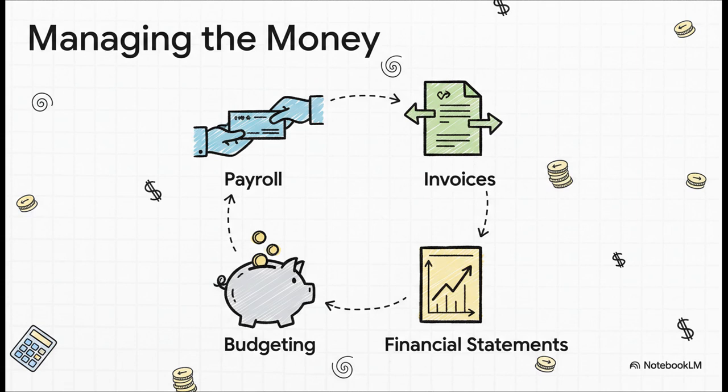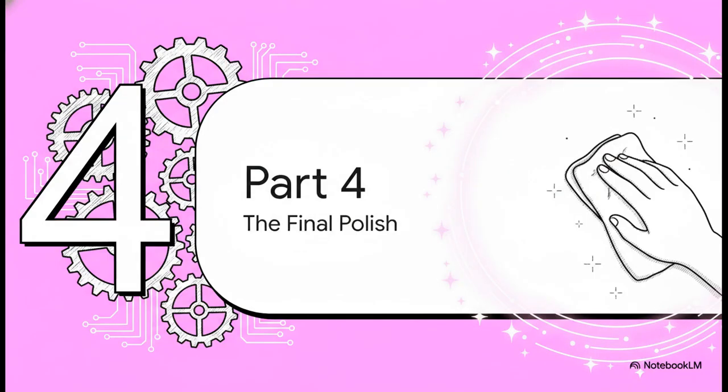They manage payroll, making sure thousands of employees get paid correctly and on time. They process this constant flow of invoices, both paying suppliers for materials and billing customers for the finished products. And, critically, they provide all the data for budgets and financial statements, which is basically the ultimate report card on the company's health. So our product has been designed, it's been assembled, and the books are all balanced. We are in the home stretch.